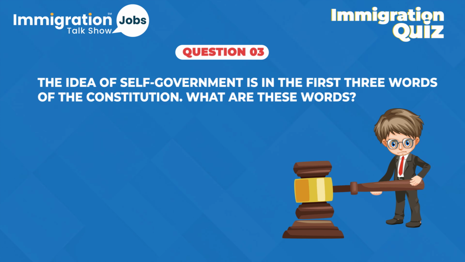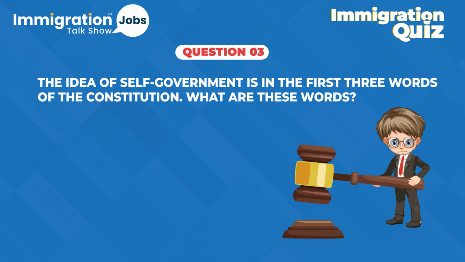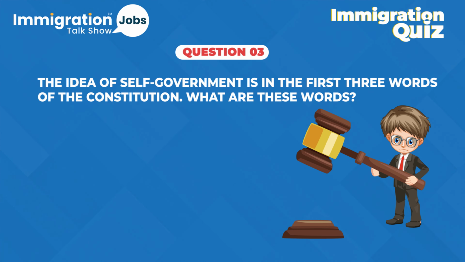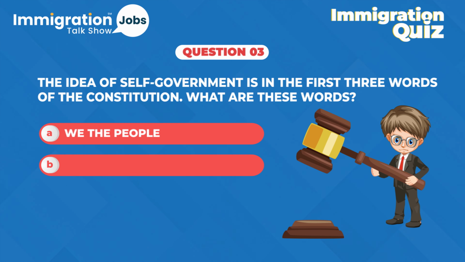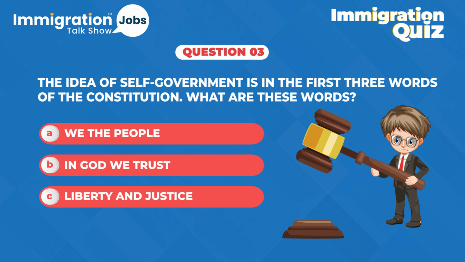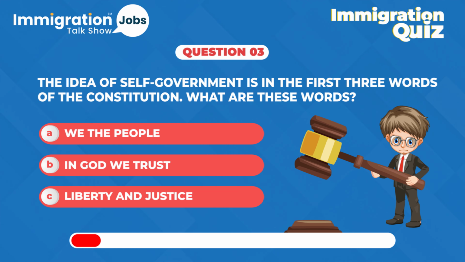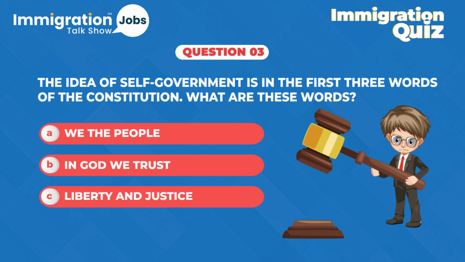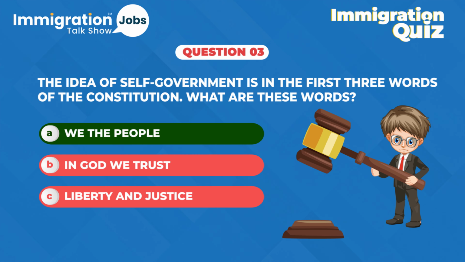The idea of self-government is in the first three words of the Constitution. What are these words? Option A, we the people. Option B, in God we trust. And Option C, liberty and justice. And the correct answer is Option A, we the people.